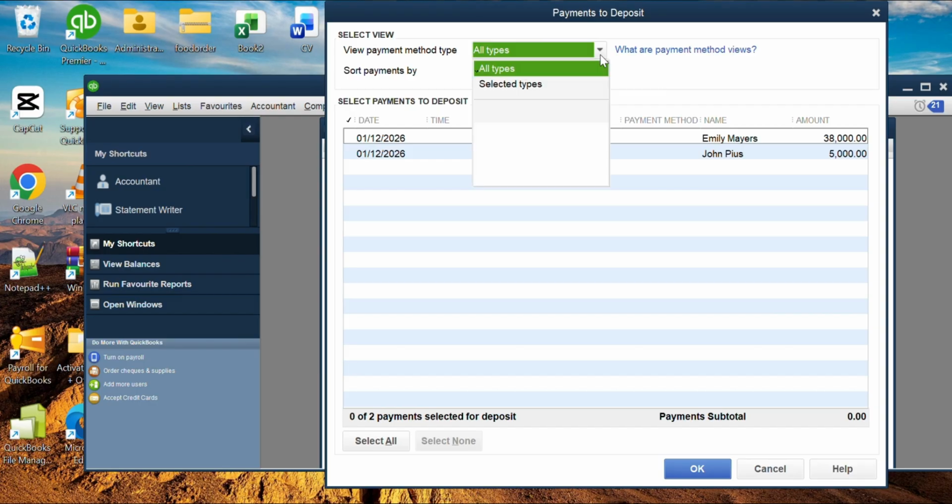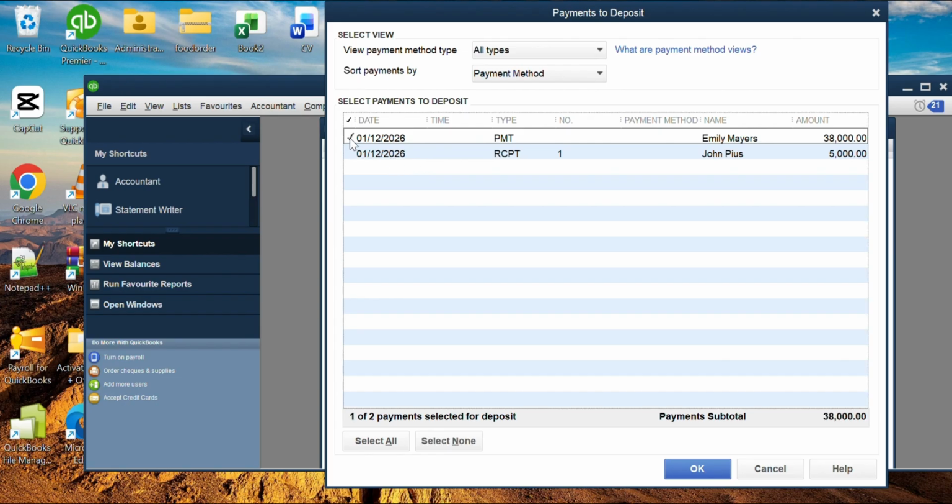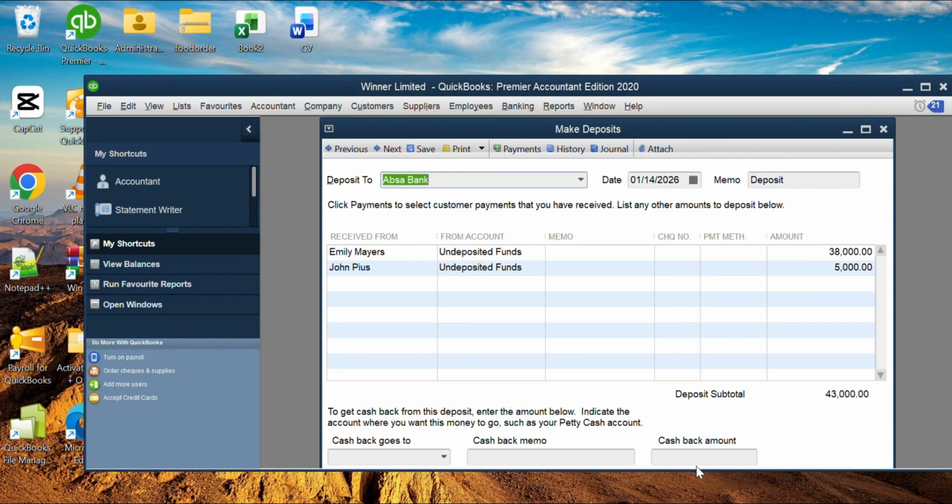Today I want to show you how to bank the money that you get from customers. As you can see, we are going to go to banking, and you select the payments that you want to deposit. Remember that you select the amount of money that you received from customers.